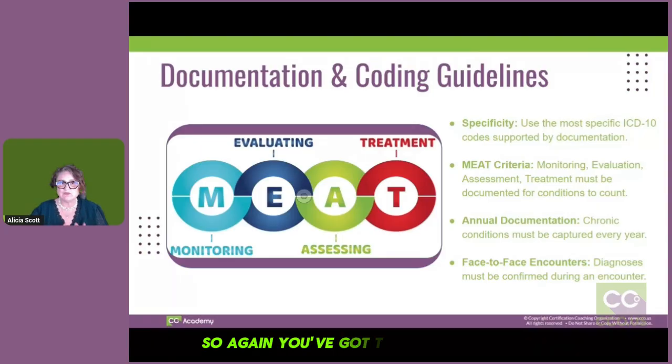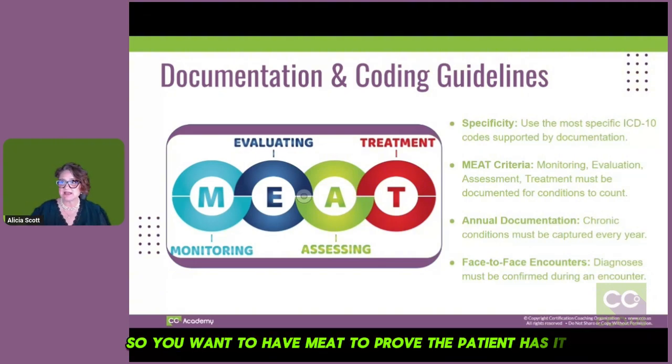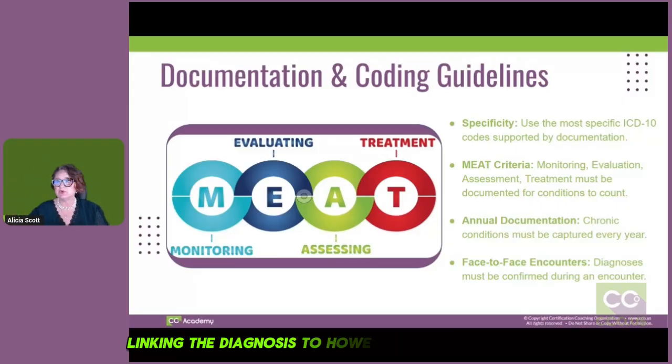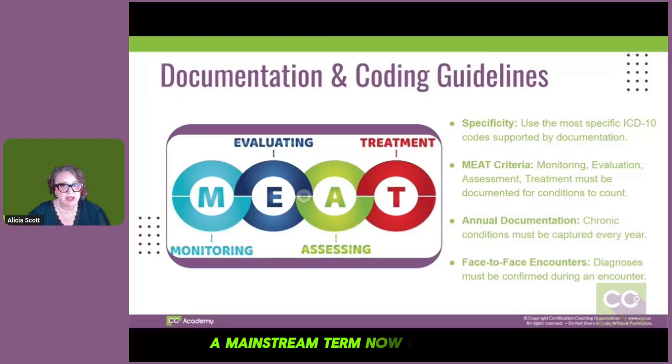So again, you've got to get it right. You've got to be consistent. And that money will not be set aside. So you want to have MEAT to prove the patient has it. I call it a golden thread, linking the diagnosis to however it's being monitored, evaluated, assessed, or treated. And this is, again, a mainstream term now in coding.